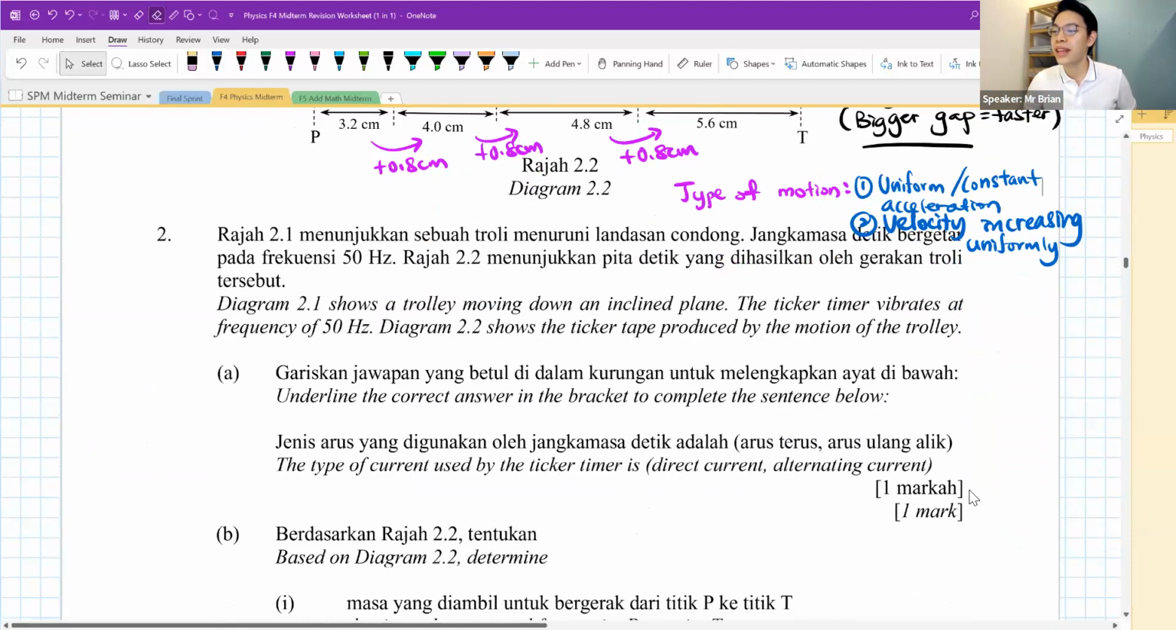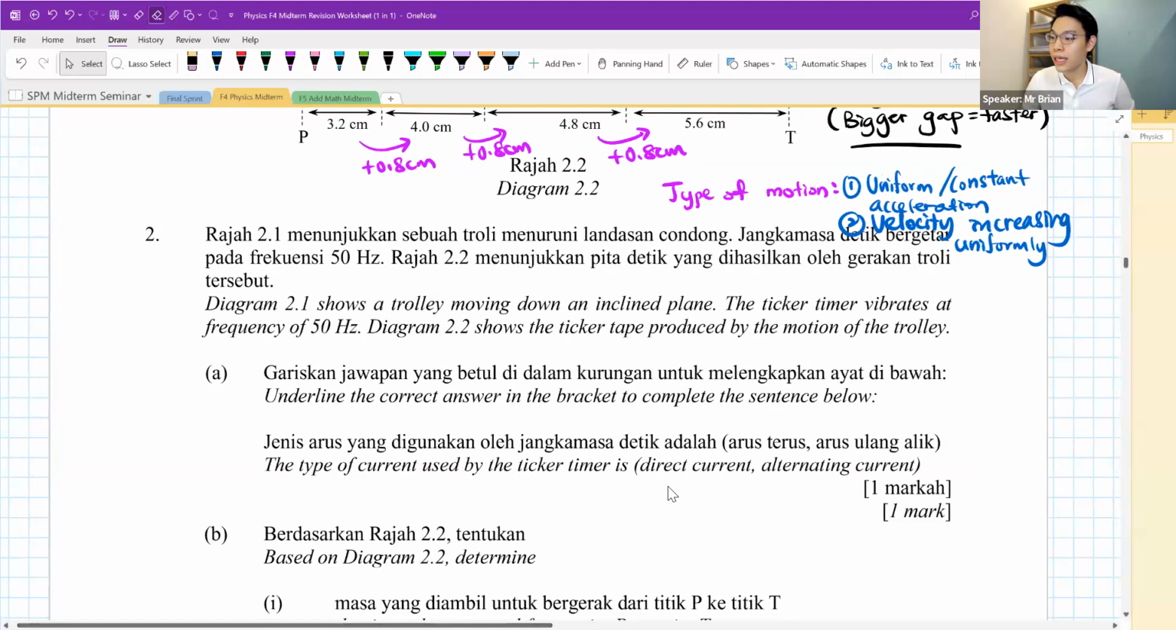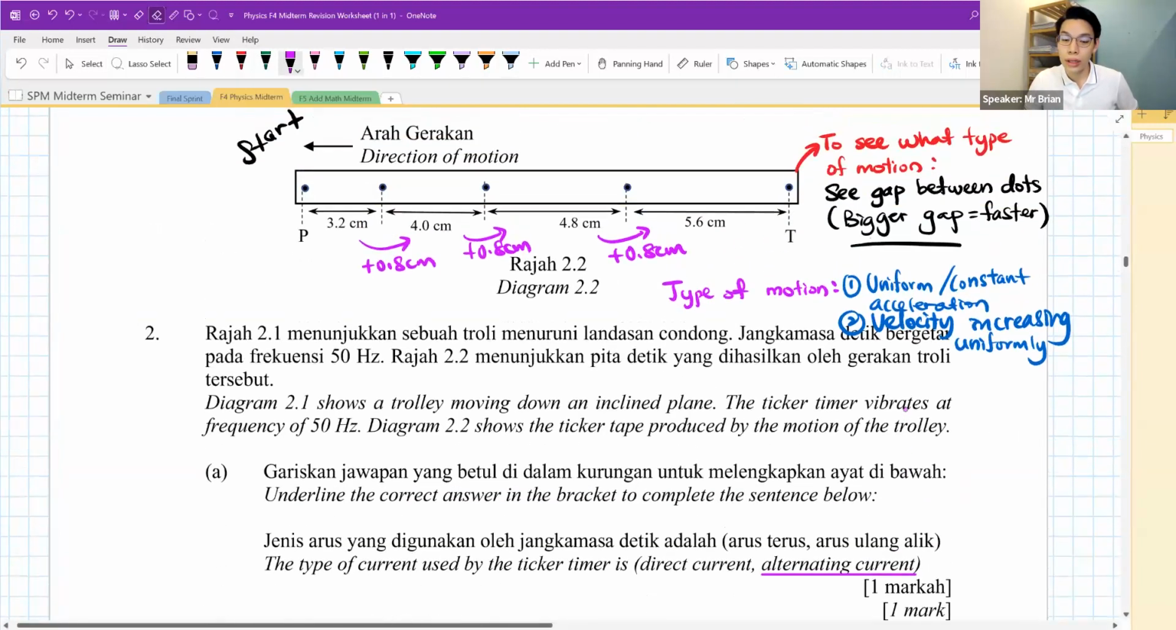Now we start to answer the question. Underline the correct answers in the bracket to complete the sentence below. The type of current used by a ticker timer is alternating current. This one you must know, alternating current. What happens if we forget uniformly? A lot of marking schemes are quite strict about the word uniform. If it's uniform, you have to say that it's uniform, or else it will be assumed to be a non-uniform acceleration. So you always notice the gaps also, if you can tell.